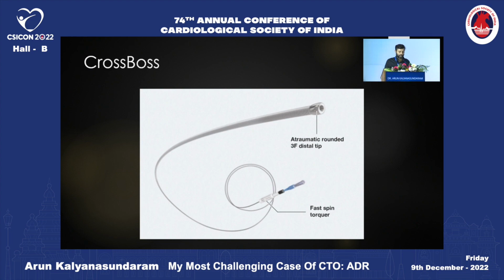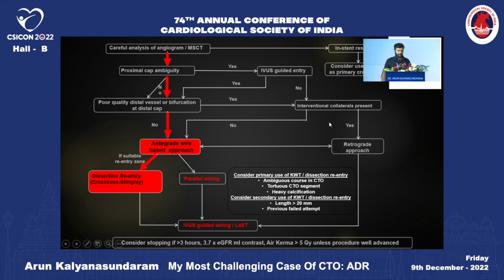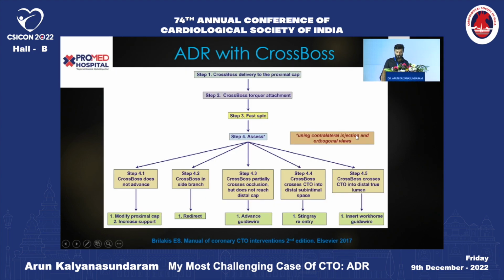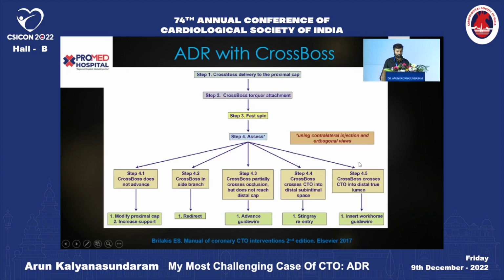This was, again, a couple of years ago when we believed that using a crossbars would create a very tight subintimal space, which would increase your chance of reentry. And then the only tool that was really available was the Stingray balloon. I still think it is the best tool for targeted reentry, where with 1 millimeter precision, you could re-enter from the subintimal space back into the true lumen. And again, most of the current algorithms do incorporate ADR as one of the strategies, including the Asia Pacific CTO Club algorithm, the Chinese algorithm, the EuroCTO algorithm, and the global algorithm.